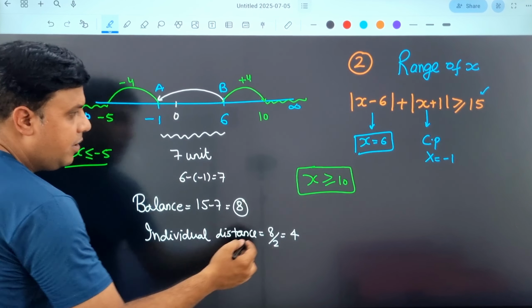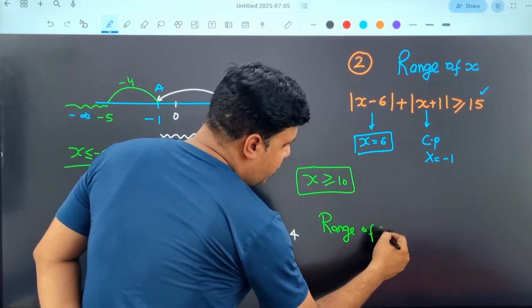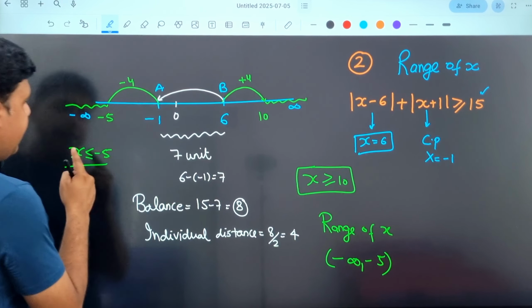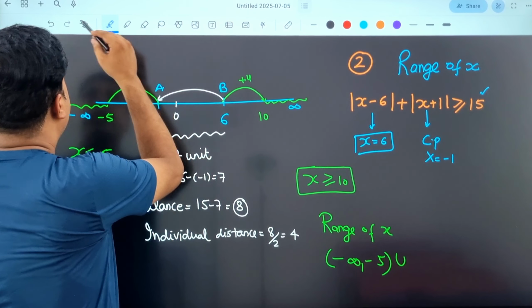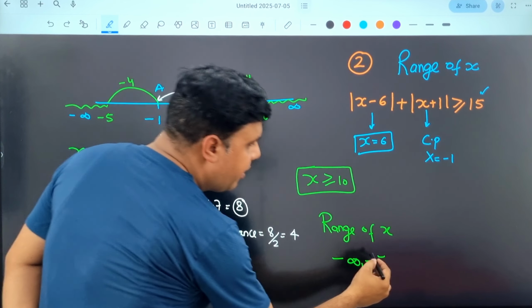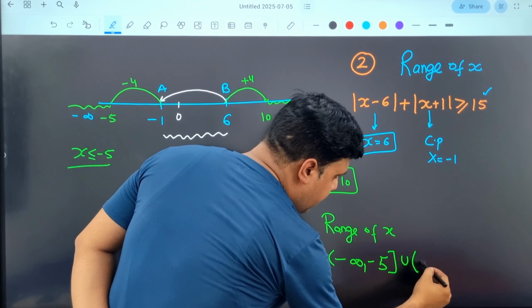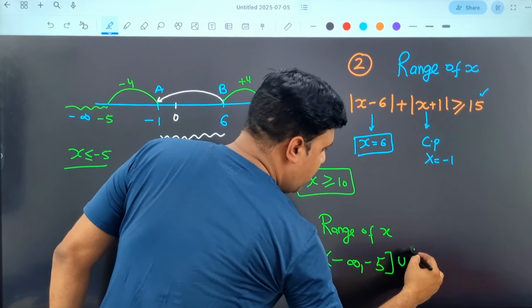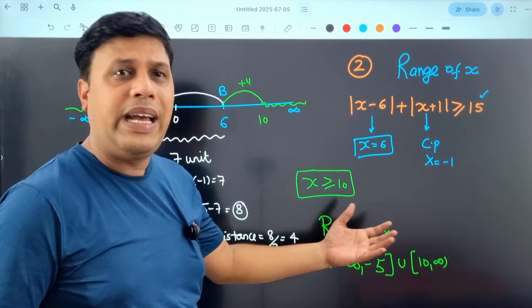So the range, if you want to use a bracket, so it has to be -infinity to -5, -infinity to -5 union. Now -5 can be included, right? -5 को हम क्लोज ब्रैकेट लिखेंगे, because I can include -5, union including 10 also up to infinity. So you can put any value, right?